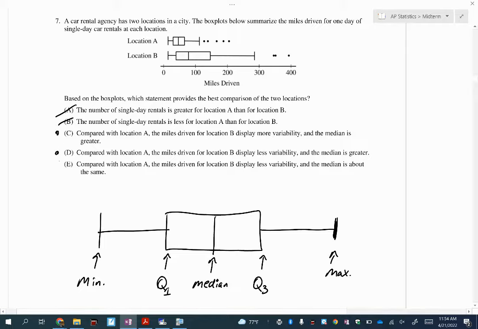Then between C, D, and E, they're all pretty similar. We're always looking at location B compared to location A. The first thing I noticed about location B is it's much more spread out, so it has a larger or higher variability. Then the median for location B is past the median for location A, so the median for location B is bigger. Answer C checks both those boxes: location B has more variability and its median is greater.